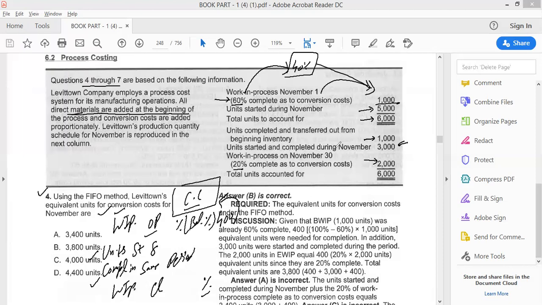Units started and completed during the period, students. Before, in order to calculate units started and completed in the same period, I was using this formula: units completed minus work in process opening. But here I don't need to apply this formula because the question already gave us the breakup of completed units. These are the completed units, out of which this much is from work in process and this much are those units which started and completed during the same period. So here I can write, students, 3000.